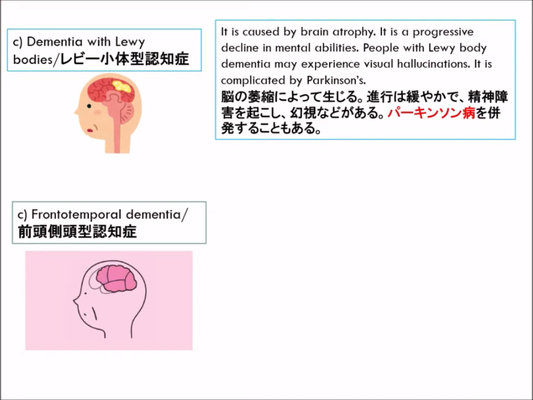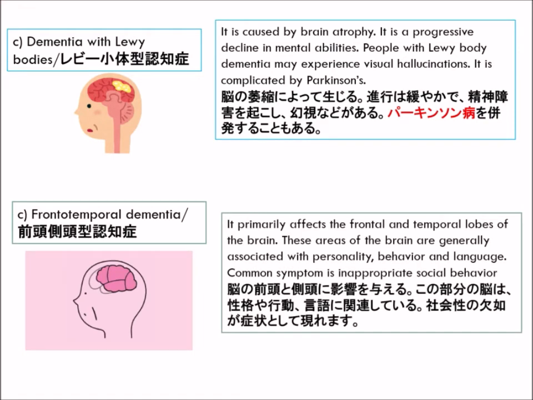Frontotemporal dementia. It primarily affects the frontal and temporal lobes of the brain. These areas of the brain are generally associated with personality, behavior, and language. Common symptom is inappropriate social behavior.